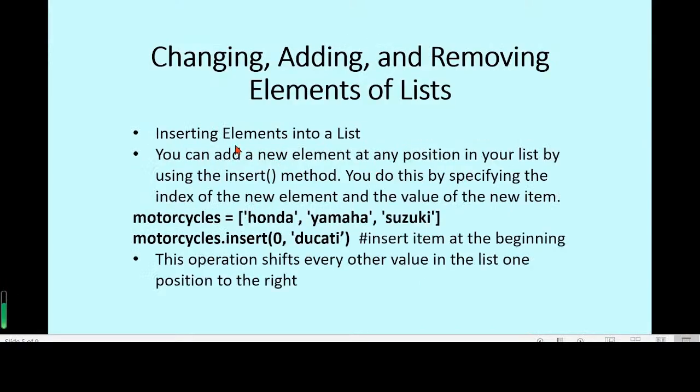And you can also insert elements into a list. So you can add a new element at any position in a list by using the insert method. You do this by specifying the index of the new element and the value of the new item. So this is a list, and we can insert at the first position a new motorcycle here.